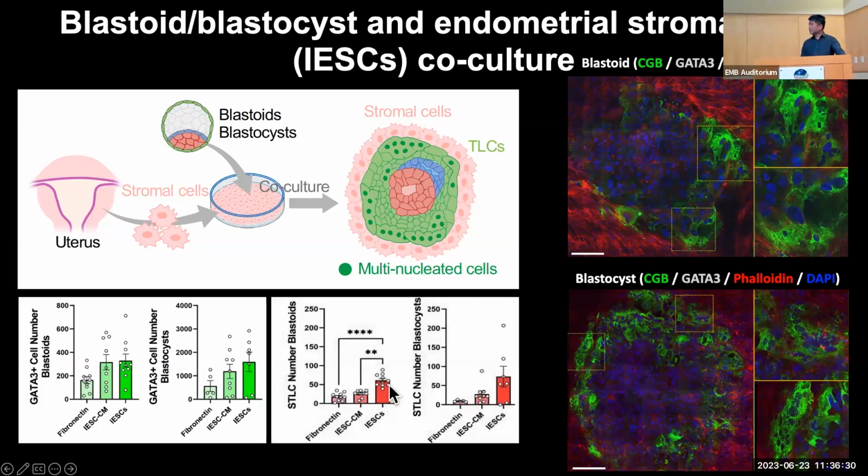And also, confirming our observation for the syncytialization, we indeed observe that co-culturing blastoid on top of the stroma cells promotes syncytialization, as evidenced by increased cell number with multiple nuclei. But this effect was not reproduced just using the conditioned media, really suggesting that cell-cell contact with the stroma cells is likely important for syncytialization to happen in the trophoblast cells of the blastoid.